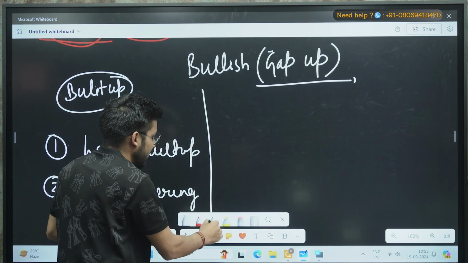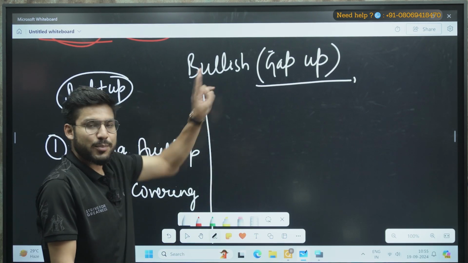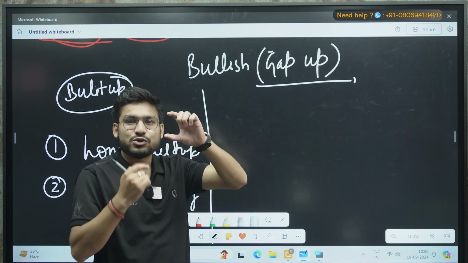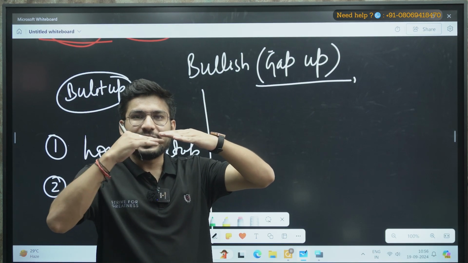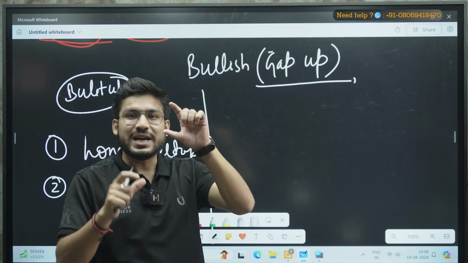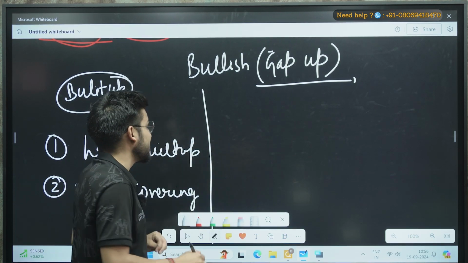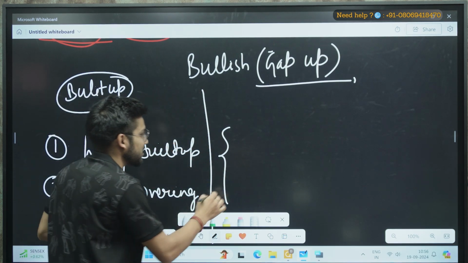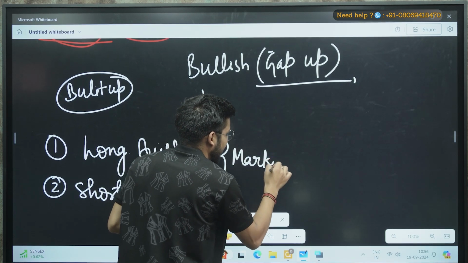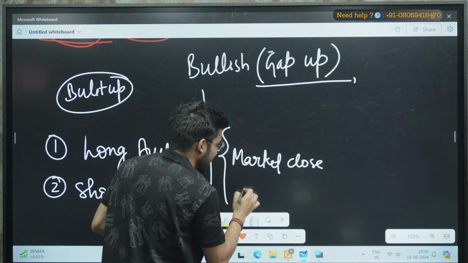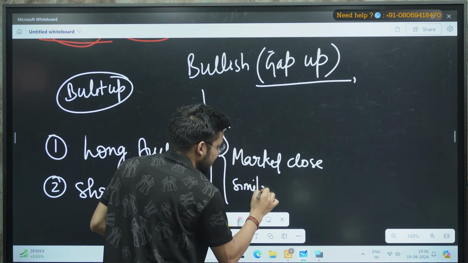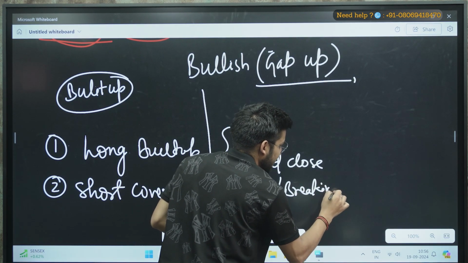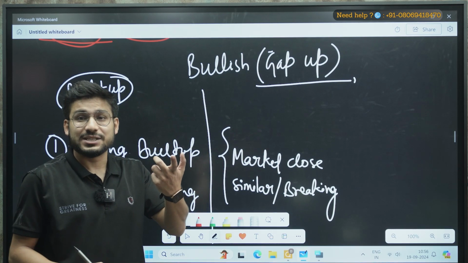The second condition will be that I have to watch for the gap up opening, that is, if the market is closing at the high or breaking it. So if my market is closing similar to the high of that day or breaking it, that will be the condition that I have to see. So that is my second condition. In both of these conditions, the market should close similar to the high, or you can say breaking it. If I get this condition, then I'll also go with the BTST strategy, right?